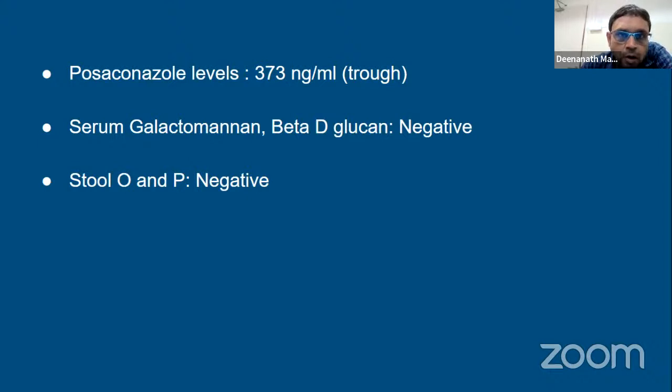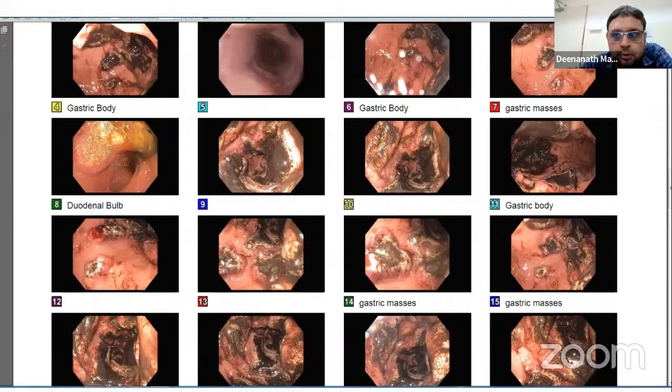So he's been on prophylactic therapy because he was also getting steroids as a part of GVHD. Initially, they had suspected GI GVHD. His serum galactomannan and beta-D-glucan levels were negative. Stool ONP was negative. And then this was the endoscopic picture that we got.